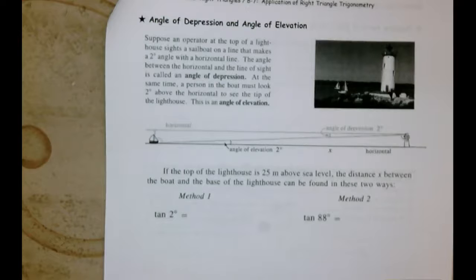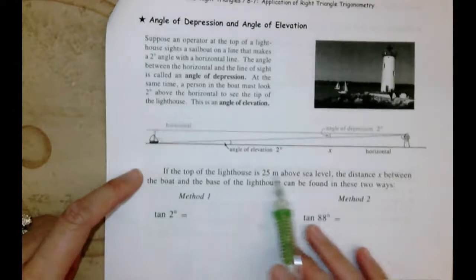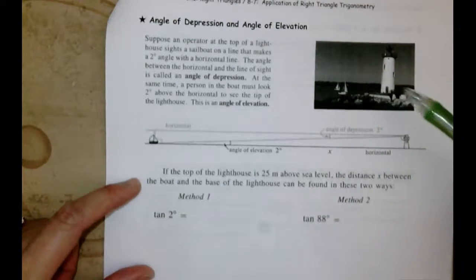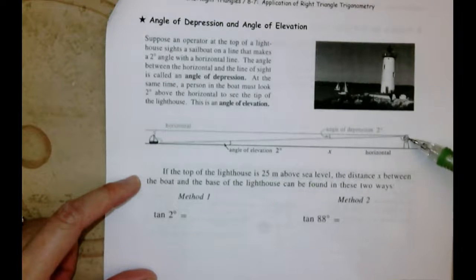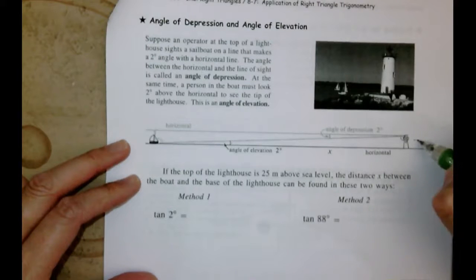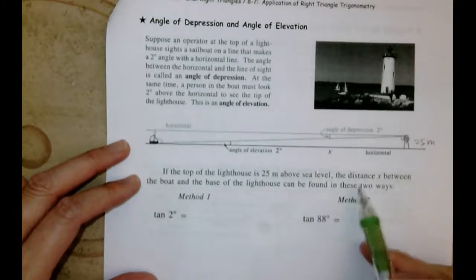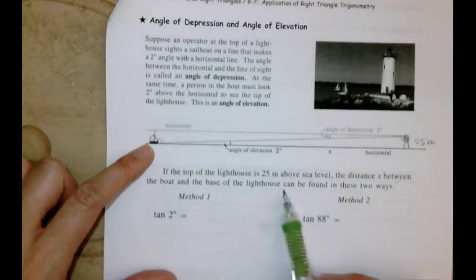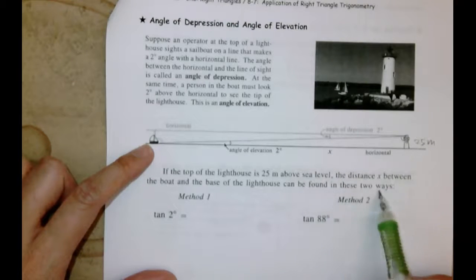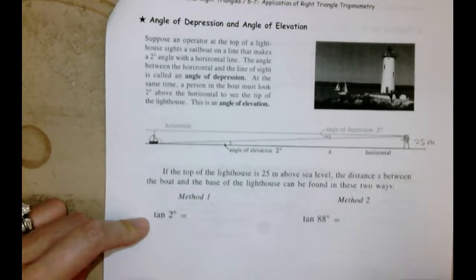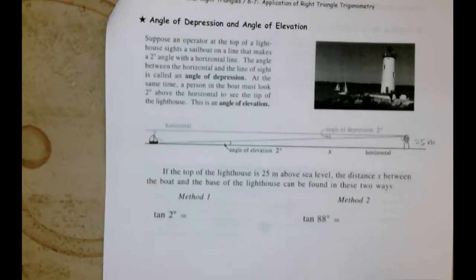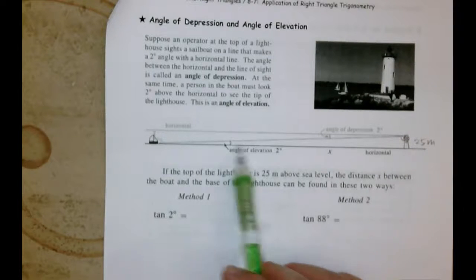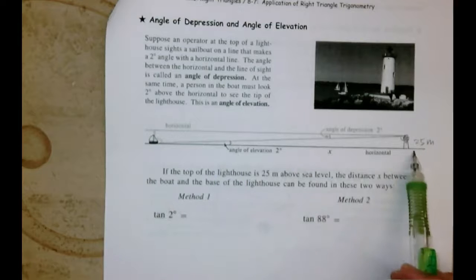Okay, now you come back to this when you make the mistake, because many of you will make that mistake solving the problem. Okay, so if the top of the lighthouse is, so this is a practice. Okay, so top of the lighthouse is 25 meters above the sea level, so this is 25 meters. Okay, the distance x between the boat and the base of the lighthouse can be found in these two ways. Method 1, you can use tangent of 2 degrees. So this is 25 and this is 2 degrees, and that's x, right?